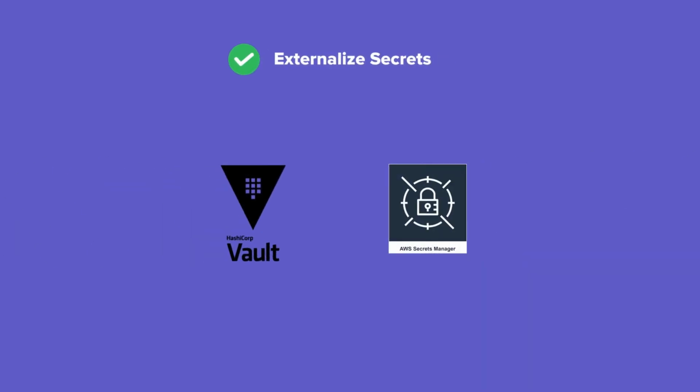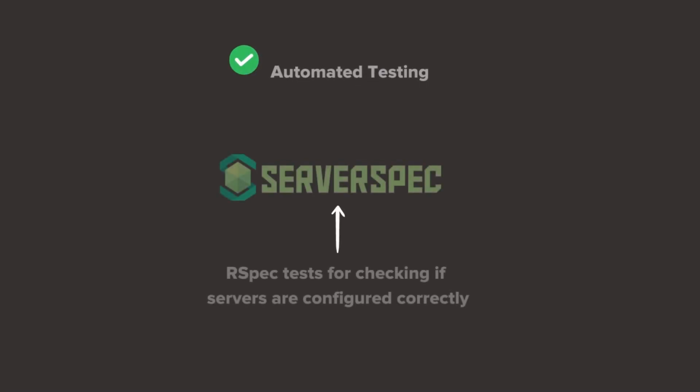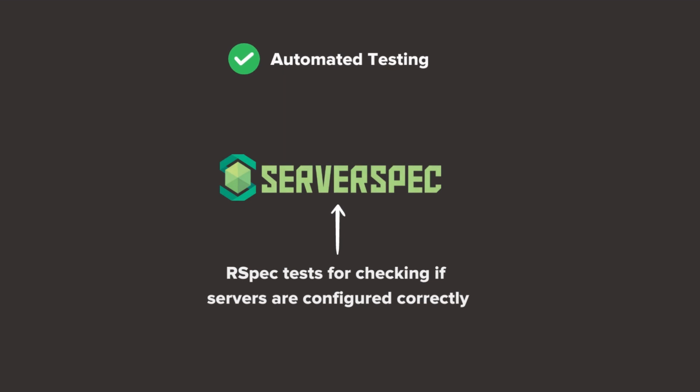Externalize secrets using a secret management tool like HashiCorp Vault or AWS Secrets Manager. Implement automated testing for server image creation pipelines to ensure that the changes do not introduce bugs or vulnerabilities. By following these best practices, you can successfully implement the immutable infrastructure model in your projects.